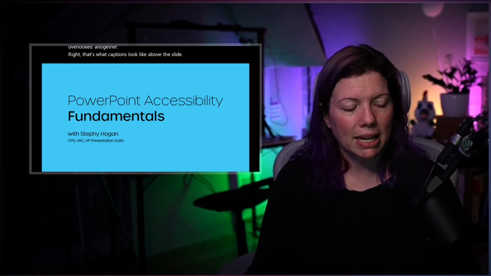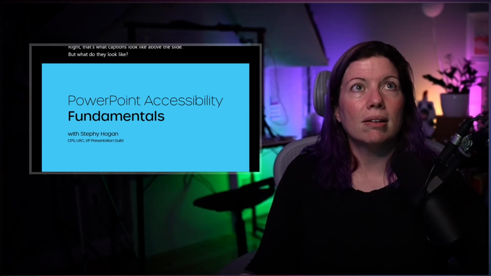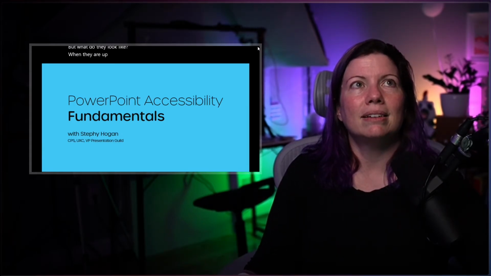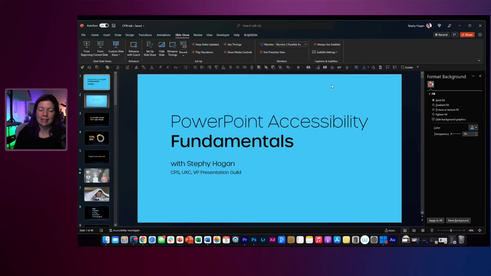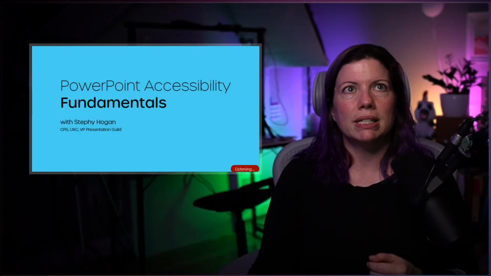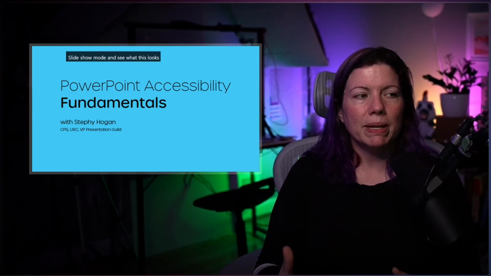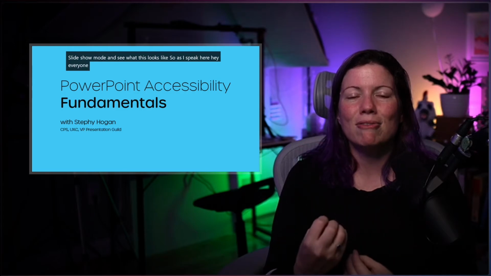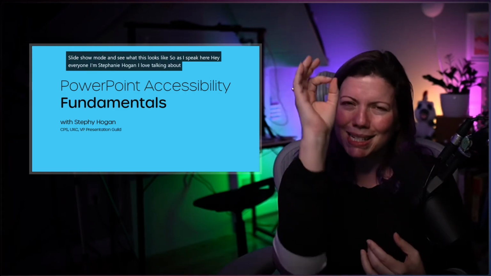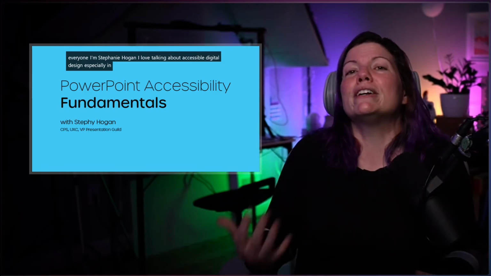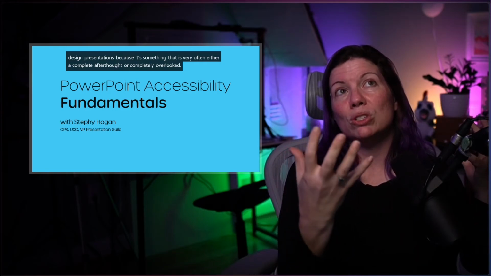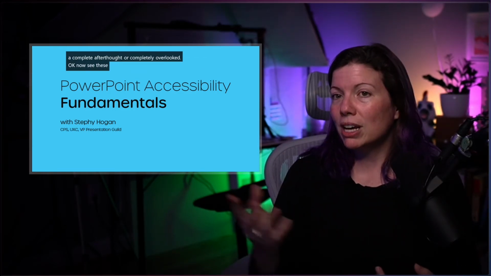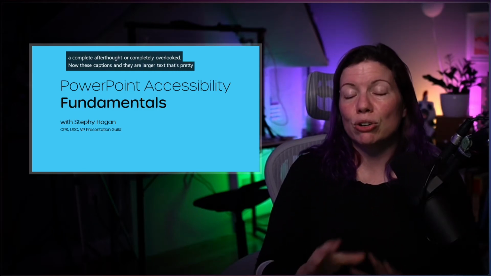But what do they look like when they are overlaid on the slide? Change our subtitle settings to top and overlaid instead. And then we can go into slideshow mode and see what this looks like. So as I speak here, hey everyone, I'm Steffi Hogan. I love talking about accessible digital design, especially in presentations, because it's something that is very often either a complete afterthought or completely overlooked. See, okay, now you see these captions and they are larger text. That's pretty cool. White over black, and it's overlaid on my slide.